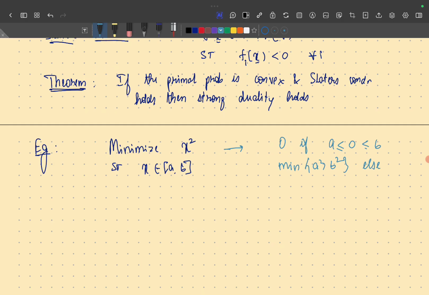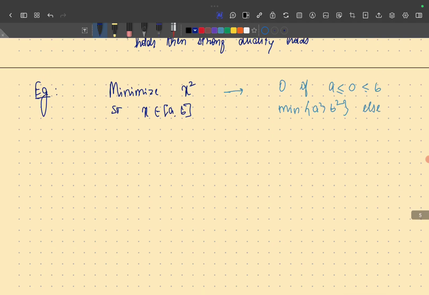Okay, let's set up the dual optimization problem. So first, what is the Lagrangian? Even before that, let's bring this into standard form. What is the standard form? Minimize x square. How do I express the constraints? x less than or equal to b. Again, this is not in standard form yet.